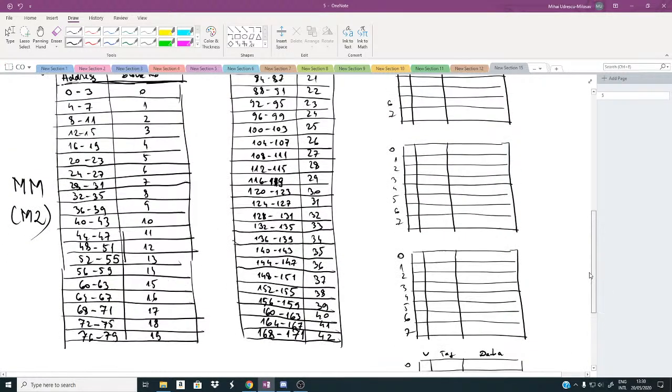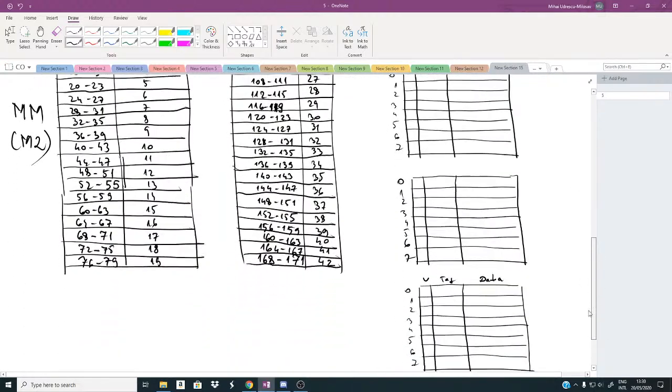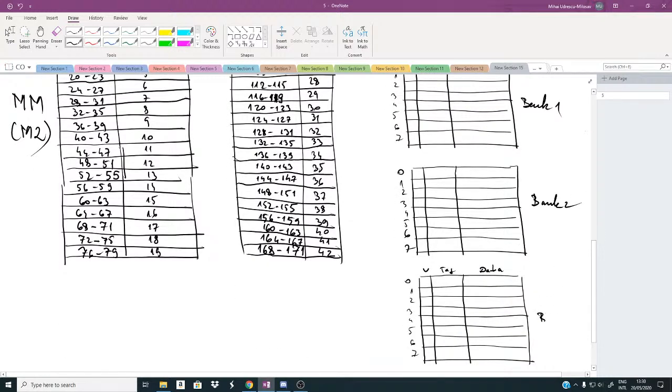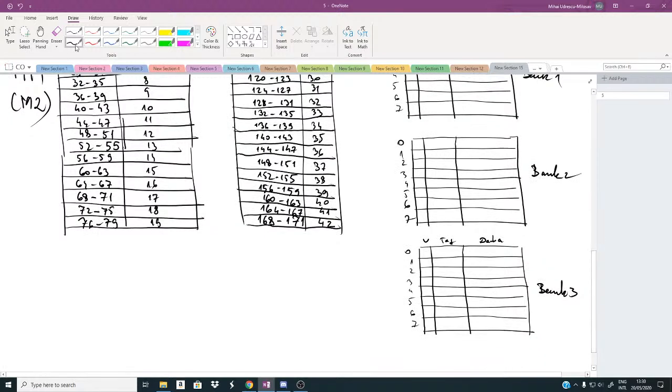So this is the cache. This is the cache. 1, 2, 3, 4. This is bank 0, bank 1, bank 2, and bank 3. Now, I am the processor, and I need to read the first instruction of the program. That instruction is at address 30.